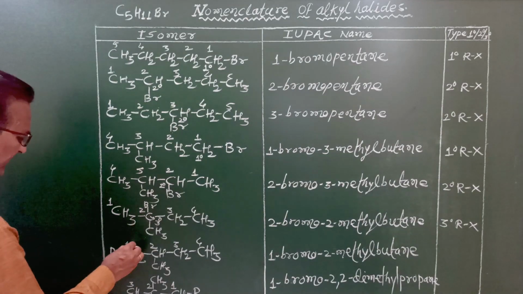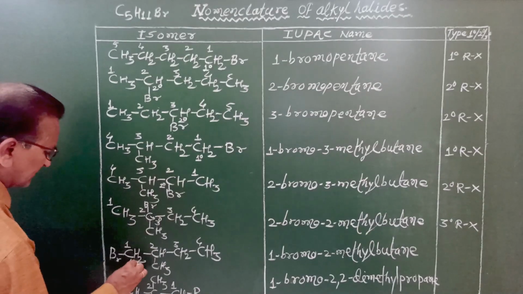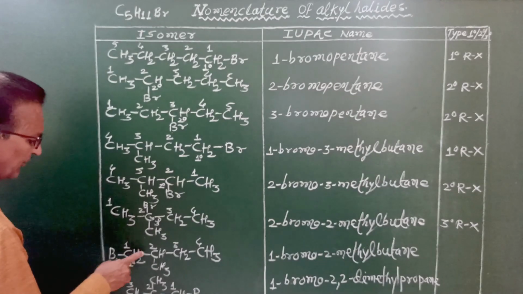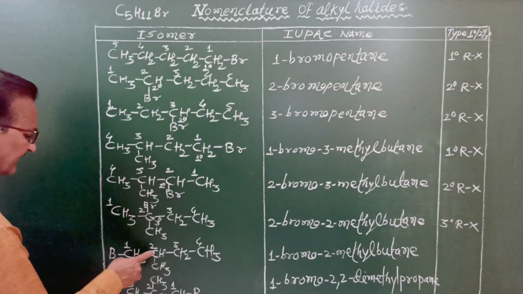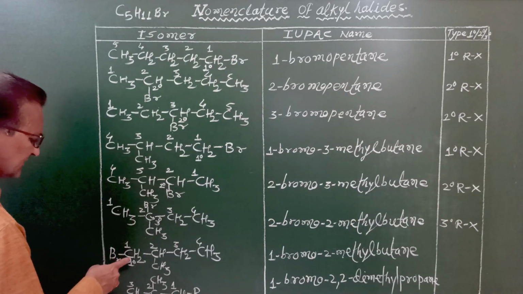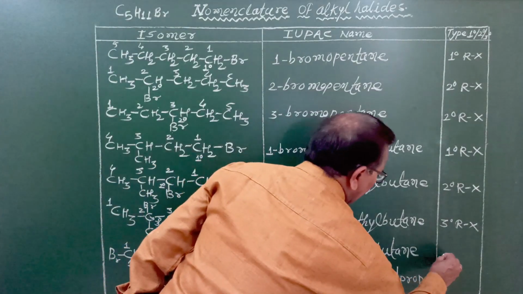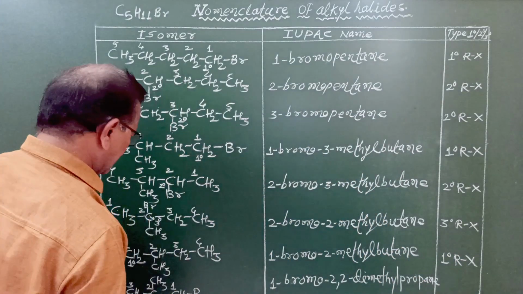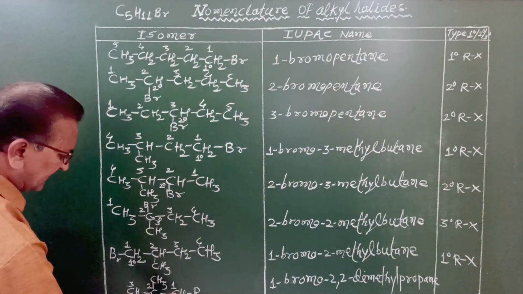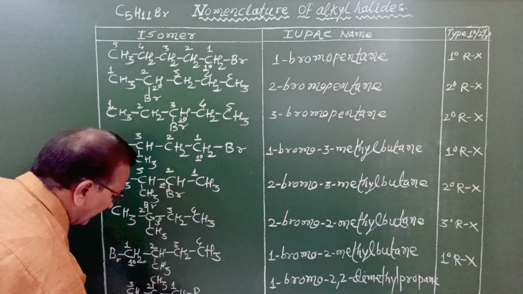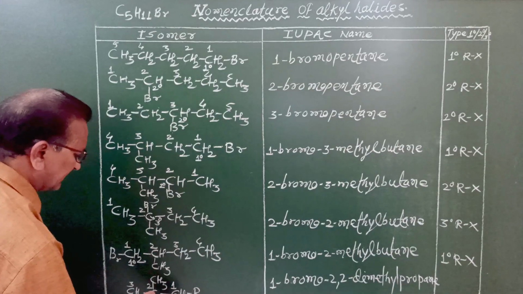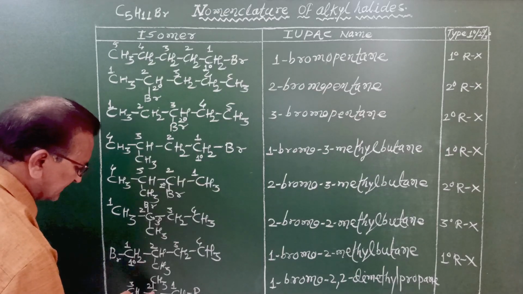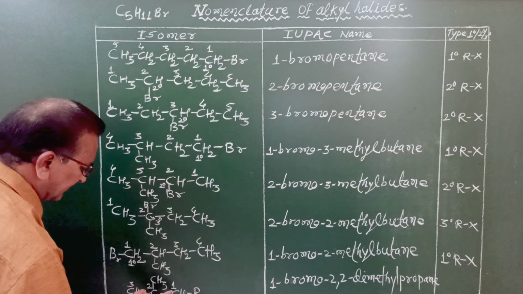Now let us see this example. In this example, the bromine atom is bonded to this carbon atom. This is denoted as primary or 1 degree because this carbon atom is directly bonded to only one other carbon atom. And the bromine atom is bonded to this 1 degree carbon atom. That's why this is also an example of primary alkyl halide. Now let us see this one. In this case also, this carbon atom is denoted as 1 degree or primary because this carbon atom is bonded to only one other carbon atom. No, this carbon atom is bonded to other 4 carbon atoms.